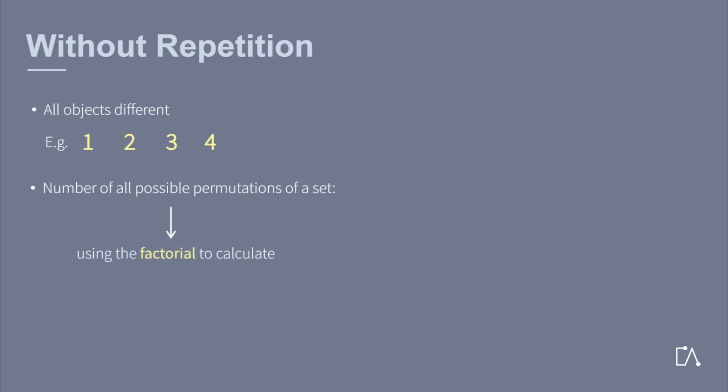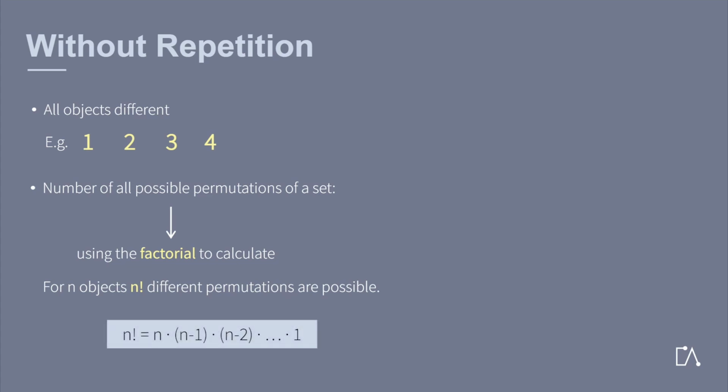In a permutation without repetition, all objects are different. The example given before applies here. We have the four different digits 1, 2, 3, and 4. The number of all possible permutations of a set can be calculated using the factorial. For a set with n objects, n factorial different permutations are possible.